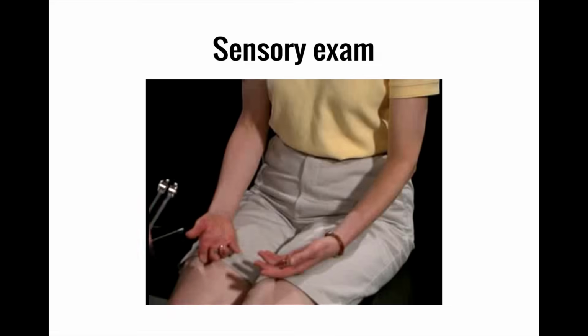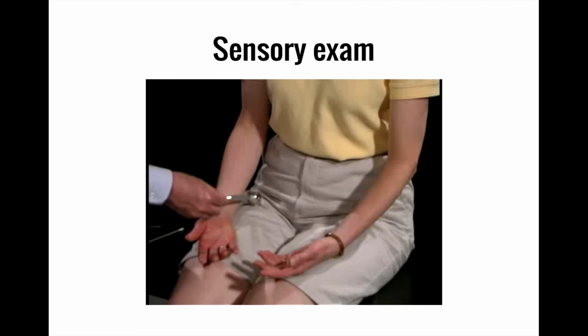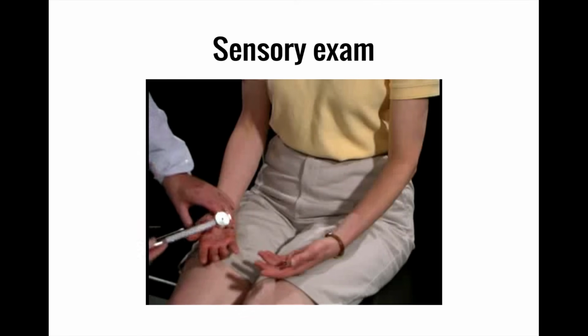Finally, you can test the temperature, or the hot from the rhyme, by applying both a warm and a cold object, like a heated blanket or a metal stethoscope respectively, against the skin to ensure that the patient can discriminate between the two temperatures.